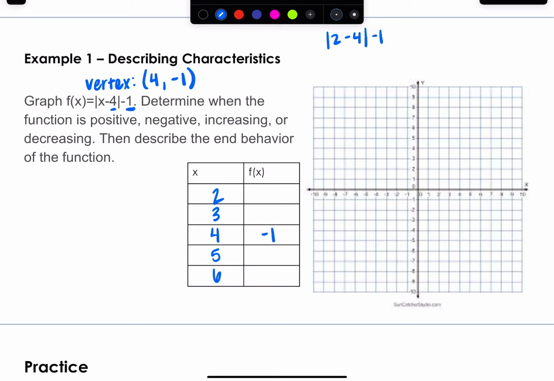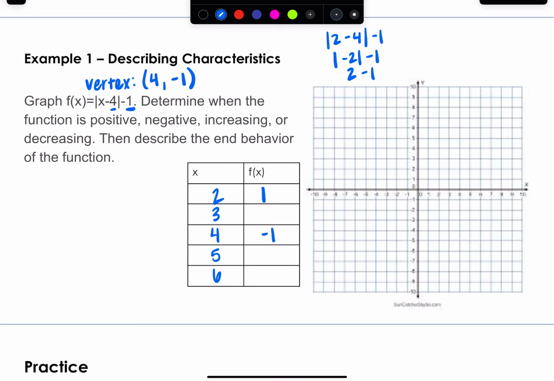So absolute value of 2 minus 4 minus 1. We simplify by starting with the inside of the absolute value. So 2 minus 4 is negative 2. And then we actually take the absolute value. So that's 2 minus 1, which is just 1.